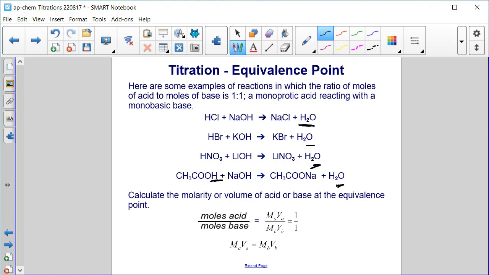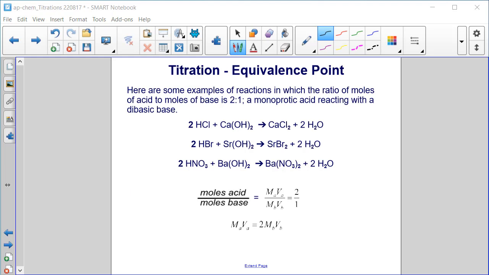So the molarity or volume of acid or base at the equivalence point would just be molarity of acid times volume of acid equal to the molarity of base times volume of base, because the ratio of the moles of acid to moles of base is 1:1.